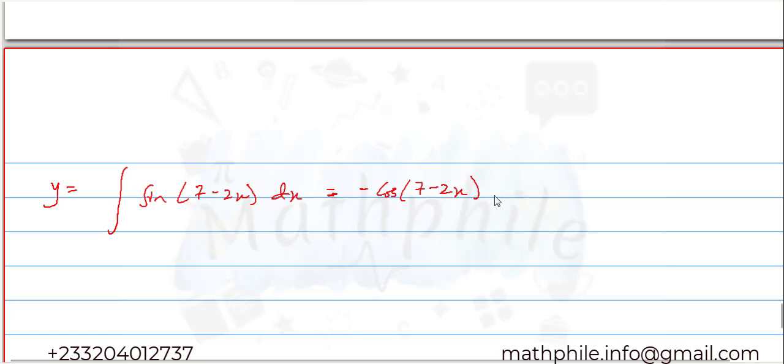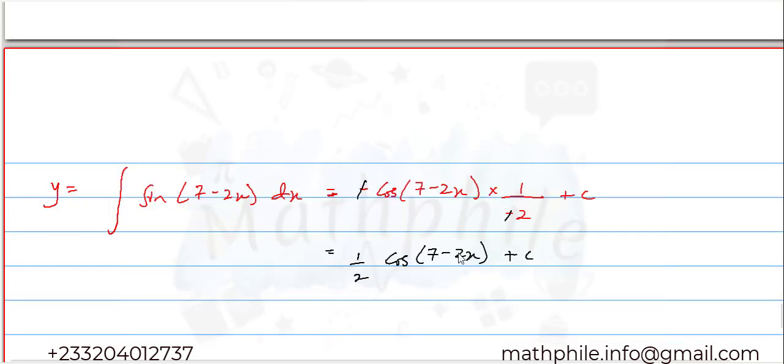Now when you are done with this one, you multiply by 1 over the differential of what is inside, or basically the argument. The differential of this is going to be negative 2, then plus c. This negative can cancel out this negative. So simplifying this to 1 over 2 cos 7 minus 2x plus c. And that answers the question.